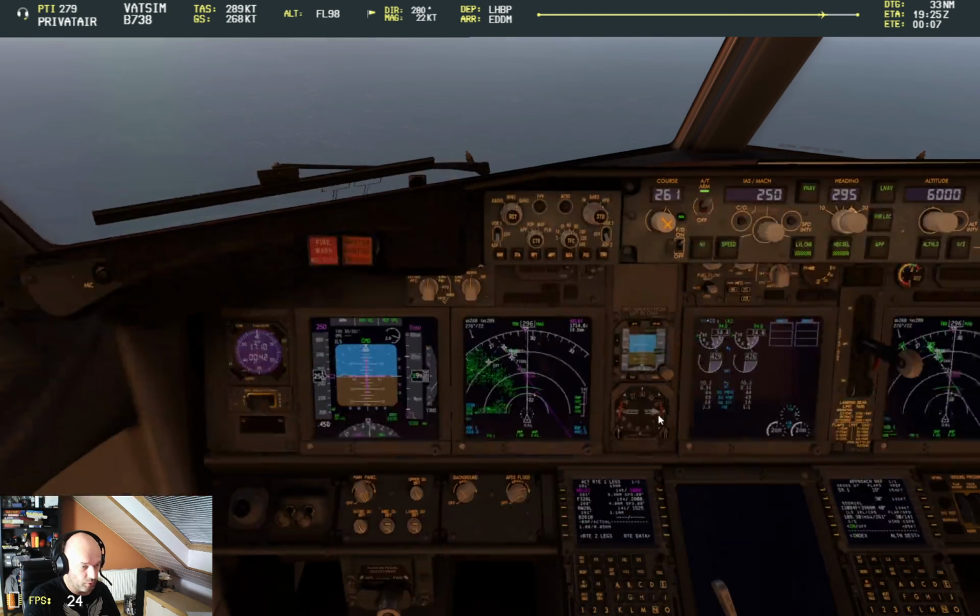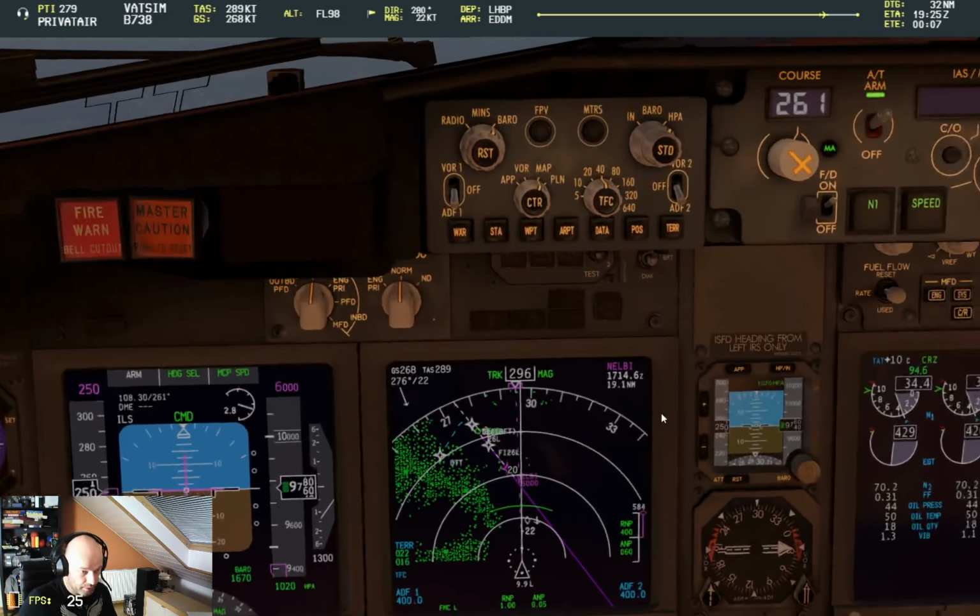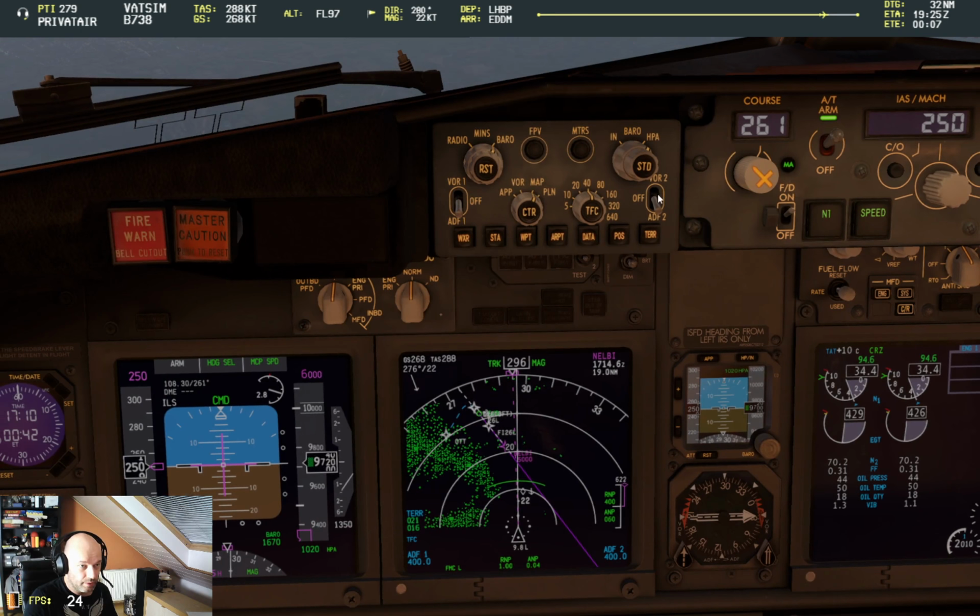And how many miles do we have to go to the runway? Let's have a look. Actually, we can select here on number 2. We select again the DME and we have 32 miles to go. So we're doing fine.